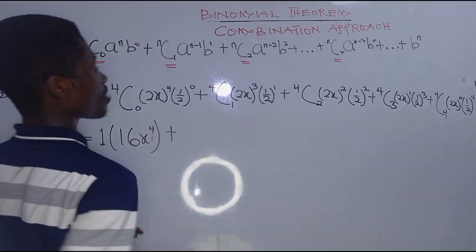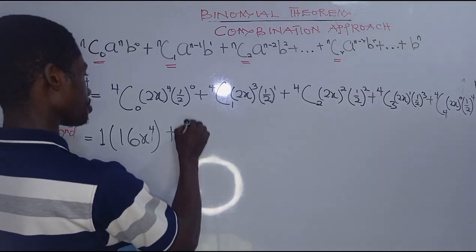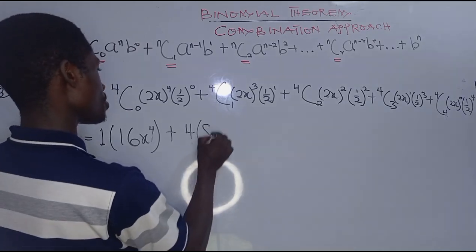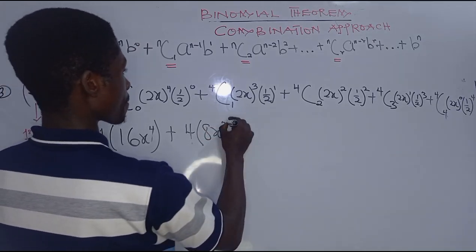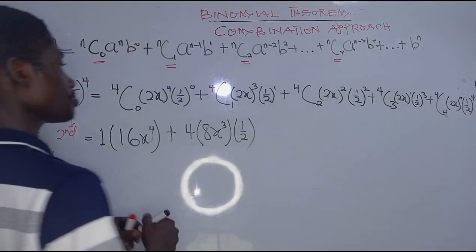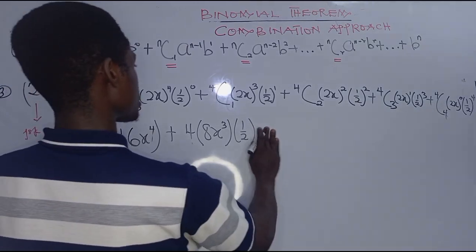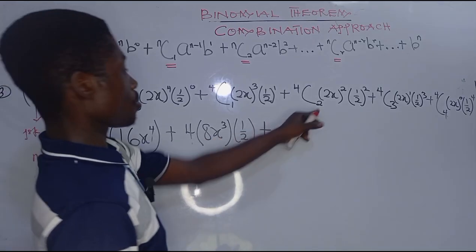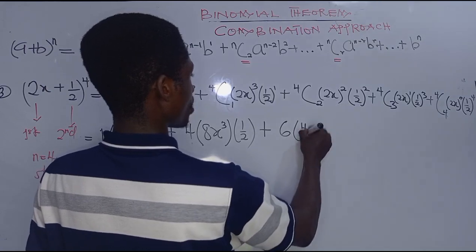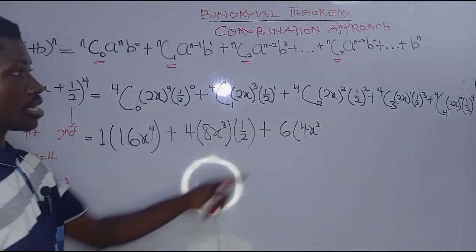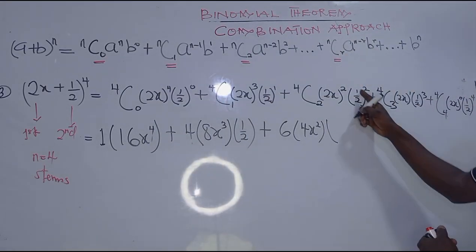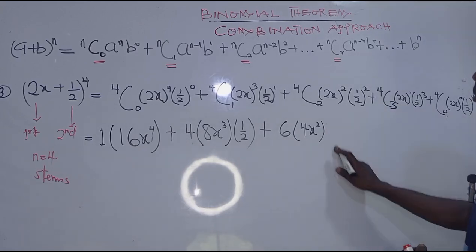Good. We have 4 combination 1, it will give you 4. So we have 4. 2x raised to the power 3 will give you 8x raised to the power 3. And then this will still give you 1 over 2. I guess you are following. So we have plus 4 combination 2 will give you 6. We have 6. And then this will give you 4x squared. Then we are left with half raised to the power 2 will give you 1 over 4.